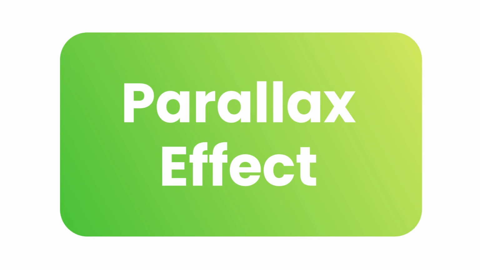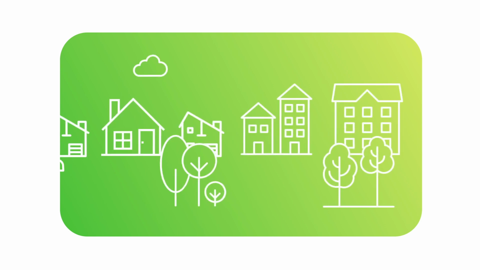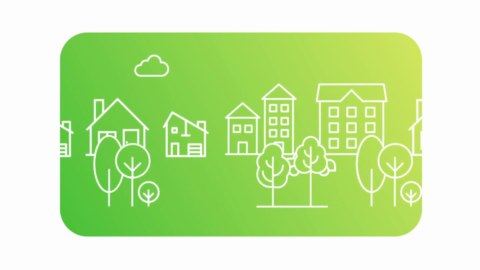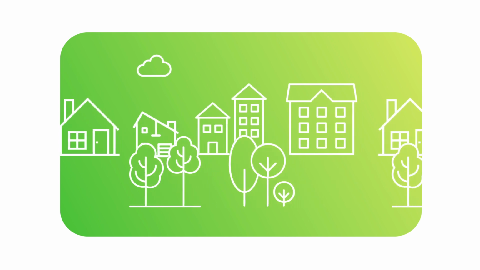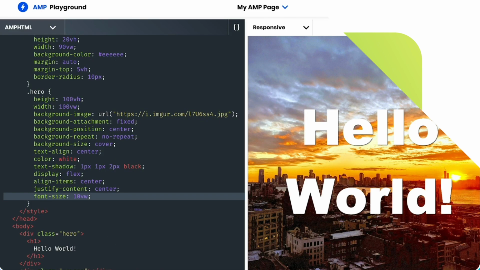A real quick explanation for those asking, what is parallax? Parallax is an effect that makes an element appear to scroll faster or slower than the user's scroll speed. It's awesome, I want it.